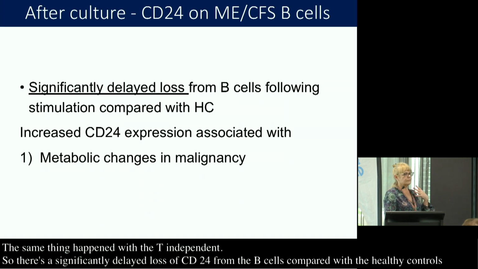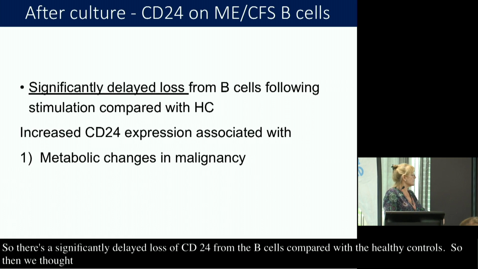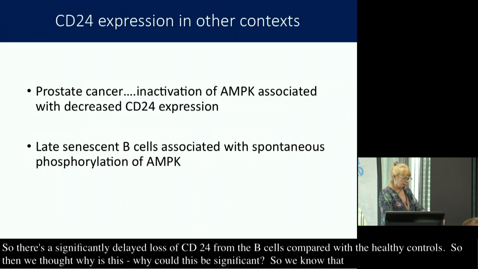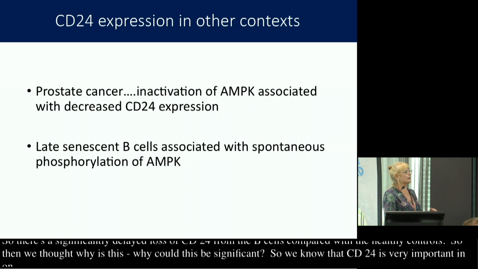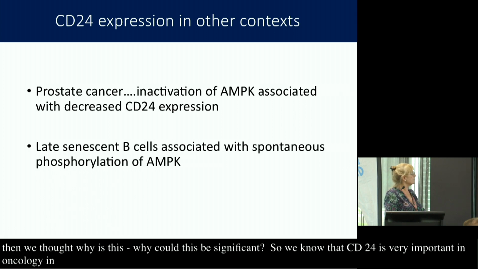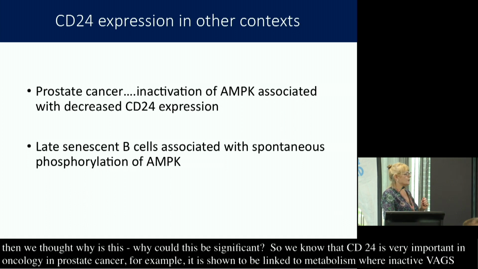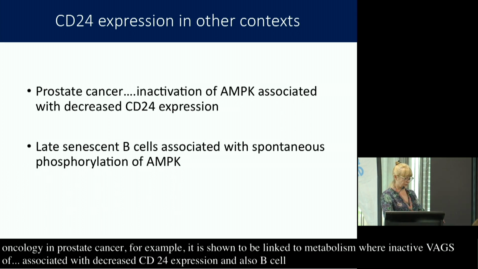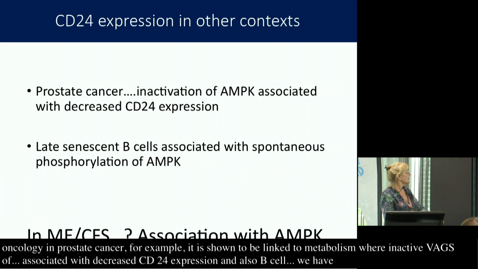So then we thought, well, why could this be significant? We know that CD24 is very important in oncology, in prostate cancer, for example. It's been shown to be linked with metabolism, where inactivation of AMPK is associated with decreased CD24 expression, and also late senescent B cells, DNEG CD27 negative, are associated with spontaneous phosphorylation of AMPK, and we heard about AMPK earlier today, an alternative energy supply.